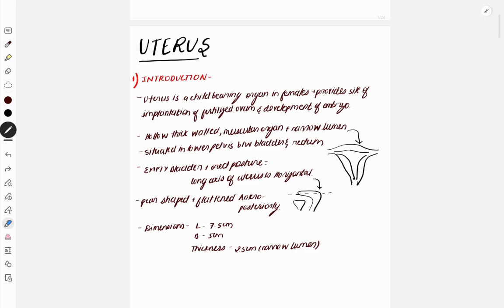Starting with some introductory points, we already know that uterus is a child bearing organ in the females, and this is also the site for implantation of a fertilized ovum as well as development of embryo. So basically it is that organ in which a female bears her child.